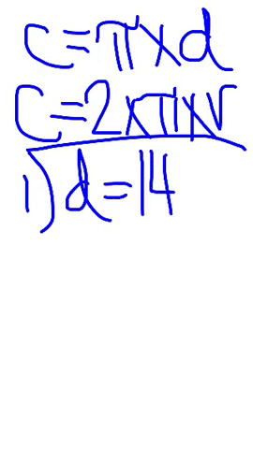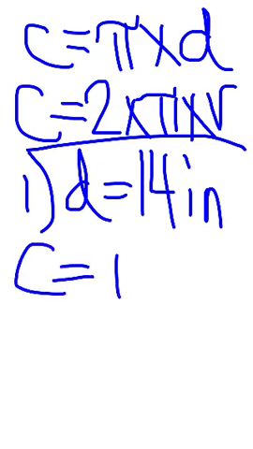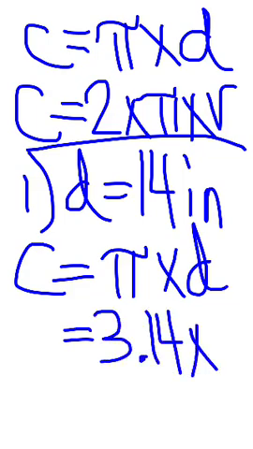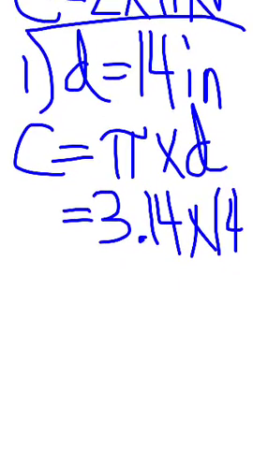We're given a diameter of 14 inches and we need to find the circumference. First step, choose the right formula. You would pick the first formula. Replace pi with 3.14, and in place of d, plug in your 14. And just multiply carefully.